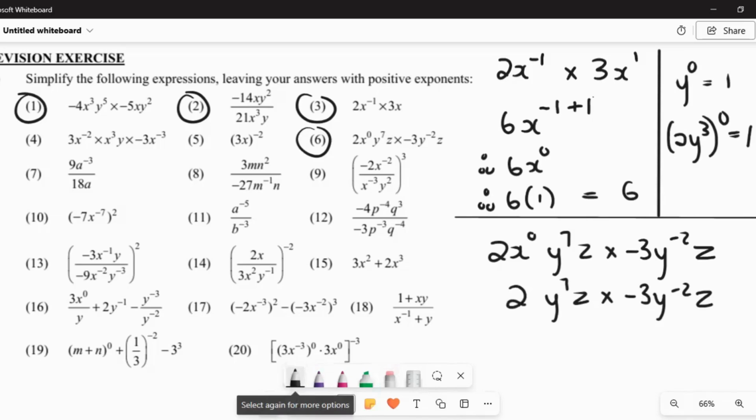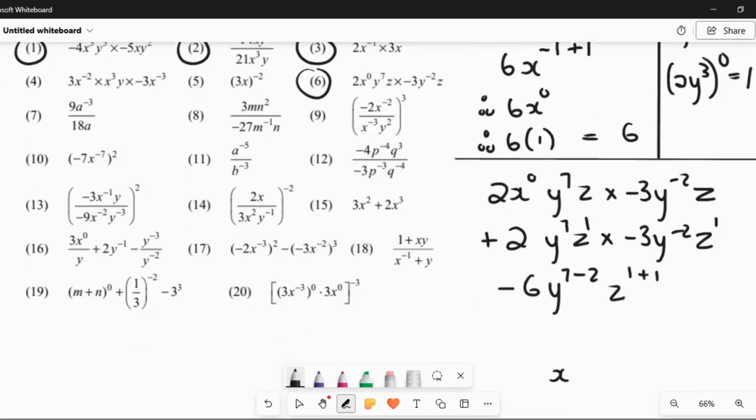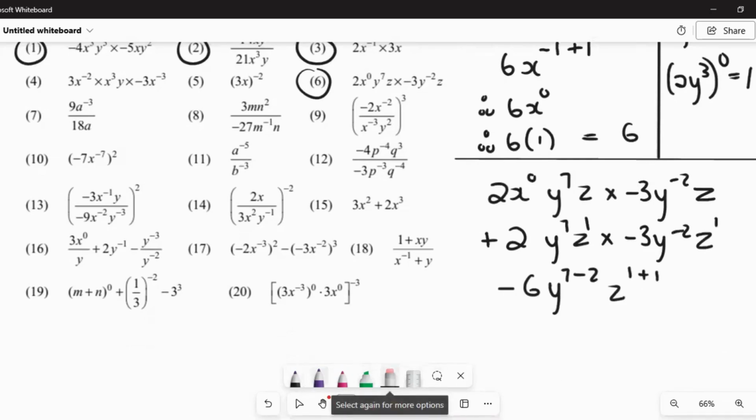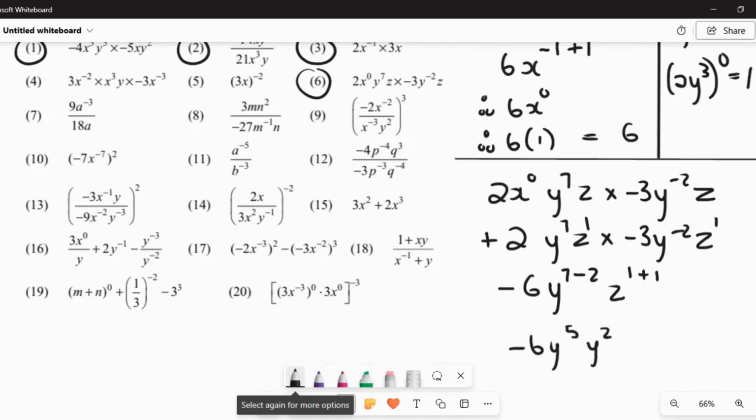Again, let us start multiplying. The sign in front here is a positive. So positive times negative is going to give us negative. 2 times 3 is going to give us 6. And then y multiplied by y, we add the exponents. So we're going to have y to the 7 minus 2 because it's negative. That's why it is minus there. And then we have z. Remember, we have 1 there, and then we have 1 again there. So it's going to be 1 plus 1. And now finally, our answer is going to be negative 6 y to the exponent of 5 z squared.